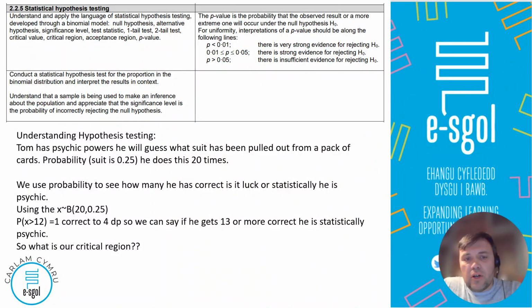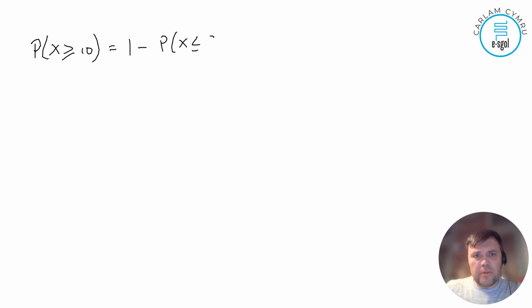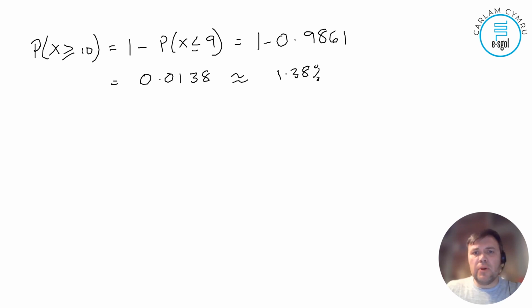So how and what is our critical region? Well, if I go to the next page for this, for P(X greater than or equal to 10), and I will show you how you do these calculations, it would be 1 minus the probability X is less than or equal to 9, and that is equal to 1 minus 0.9861, which is 0.0138, and therefore approximately 1.38%. Because let's be honest, that's what a significance test is dealing with: the percentage.